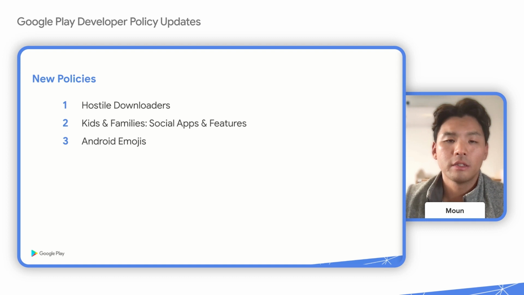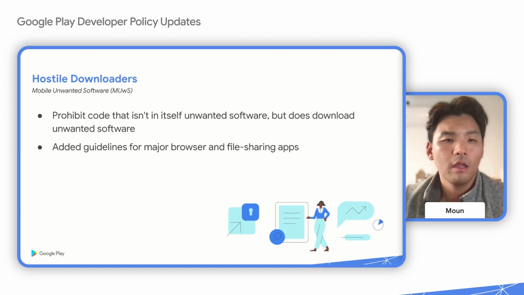Let's start with our new policies about hostile downloaders within the mobile unwanted software, social apps and features for kids and families, and Android emojis. We're adding a hostile downloader section to our mobile unwanted software policy to prohibit code that by itself isn't unwanted software, but the code can download other mobile unwanted software. So if you'd like additional guidelines for major browsing and file sharing apps that facilitate downloads, please take a look at our policy center. This change will help us better build a safer and more trustworthy ecosystem for everyone.